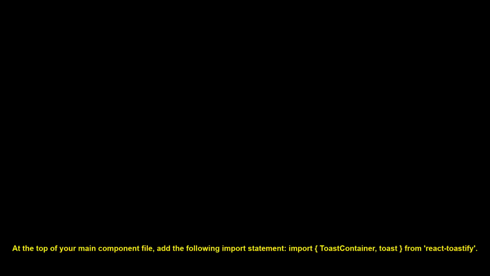At the top of your main component file, add the following import statement: import ToastContainer, toast from 'react-toastify'. Next, you need to import the CSS for the Toastify library. Add the line import 'react-toastify/dist/ReactToastify.css' just below your previous import.